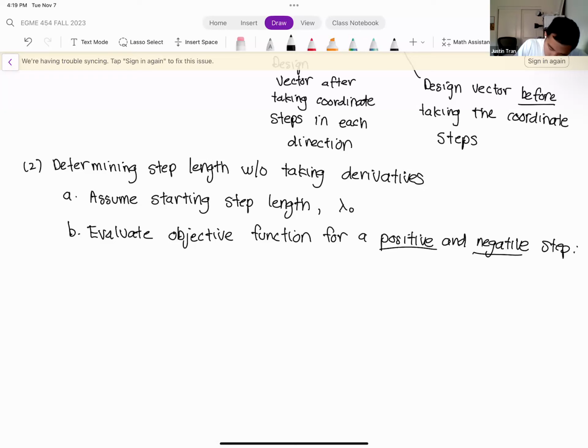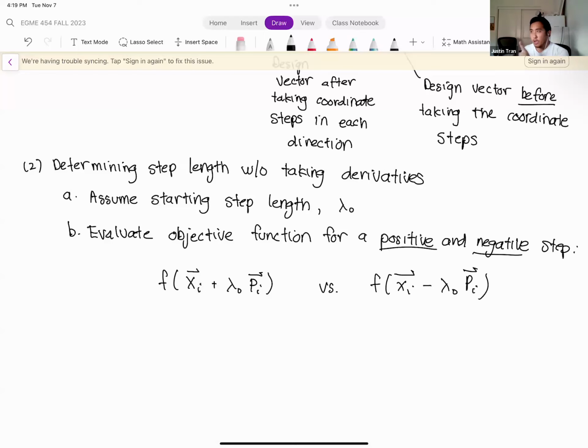Okay. And so we're going to take our objective function, and so a positive step would be xi plus lambda naught times pi, versus f of xi minus lambda naught pi. So we need to add at least two function evaluations here, because we need to know if it's better to step in the positive direction or the negative direction.